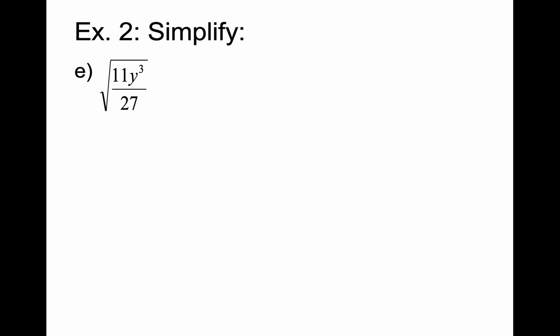Okay, 11y cubed all over 27. Now my first step is to look at, is 27 a perfect square? Well, it's not a perfect square. How do I make it a perfect square? One thing I do for this is I know that 27 is the same as 3 cubed. If I multiply it by another 3, that would be 3 to the 4th, which is a perfect square, equal to 81.